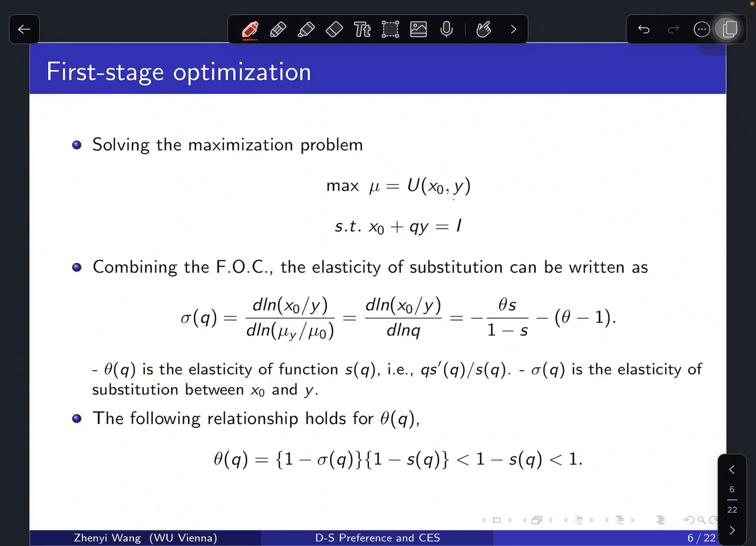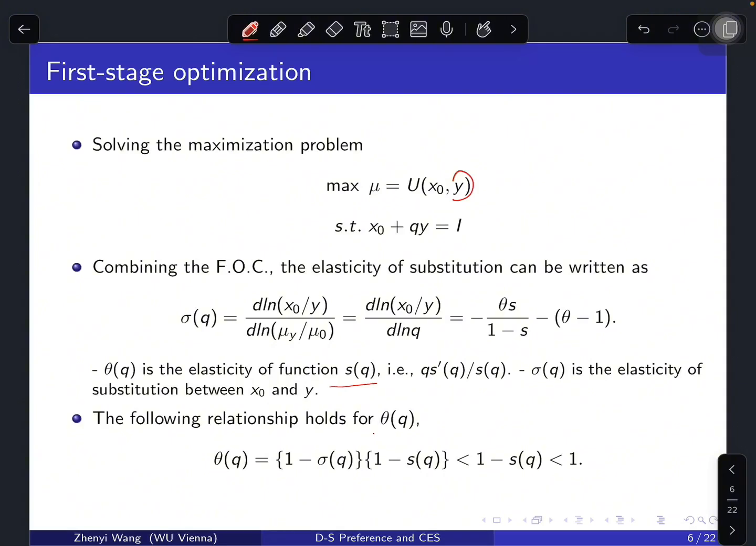The DS model solves the equilibrium in 2 stages. In the first stage, they take the sum of x as one good, y here, the differentiated product, under the budget constraint x0 plus qy equals income. Combining the first order conditions, the elasticity of substitution can be written in this way. Theta q is the elasticity of function sq, and sigma q is the elasticity of substitution between x0 and y.